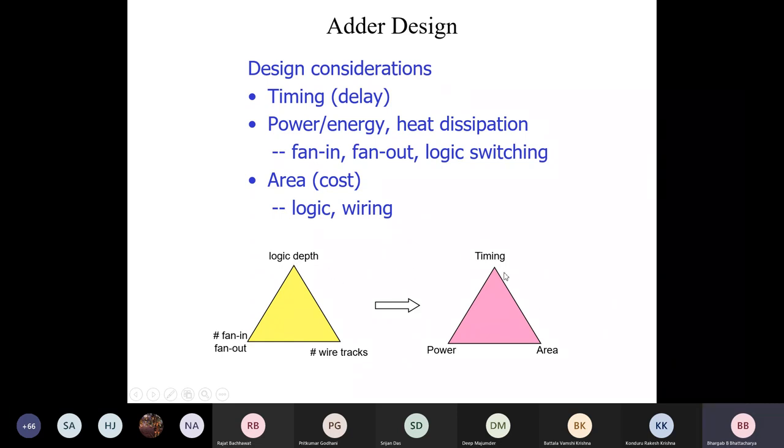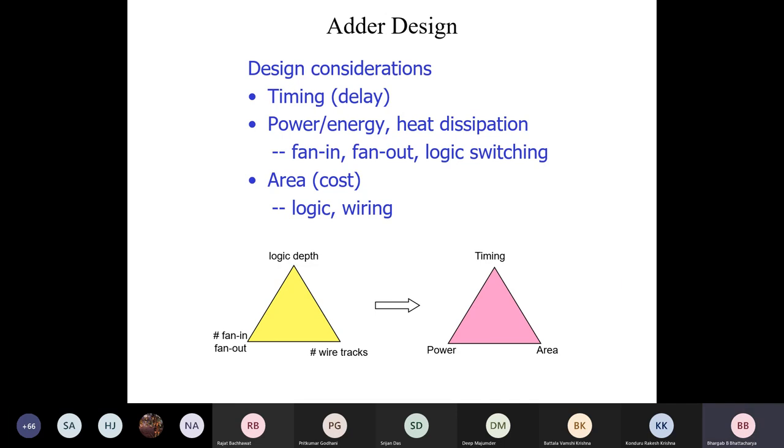So logic depth impacts timing, fan in and fan out impact power, and logic and wire tracks impact area and so on. So while designing an adder, or in general any hardware circuit, you need to consider this kind of parameters. So that's all about your adder design.